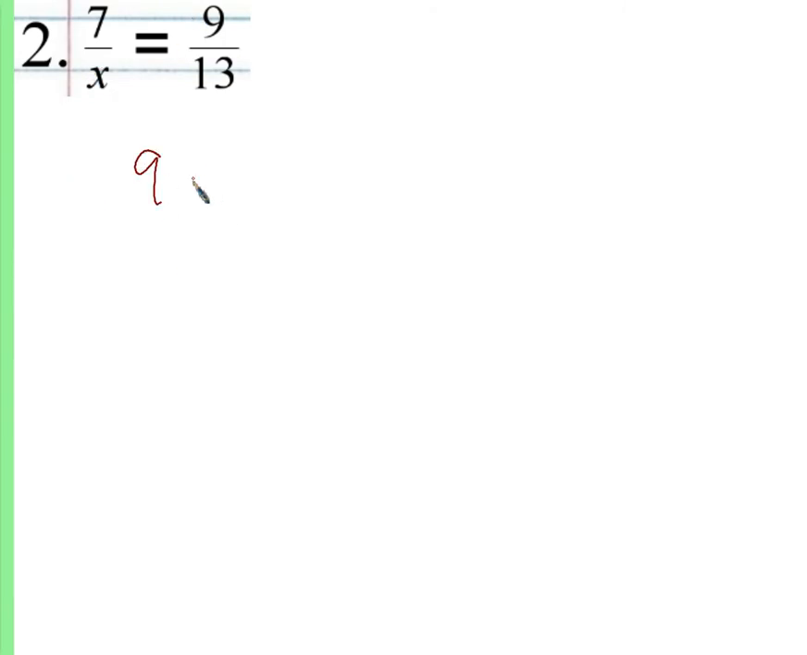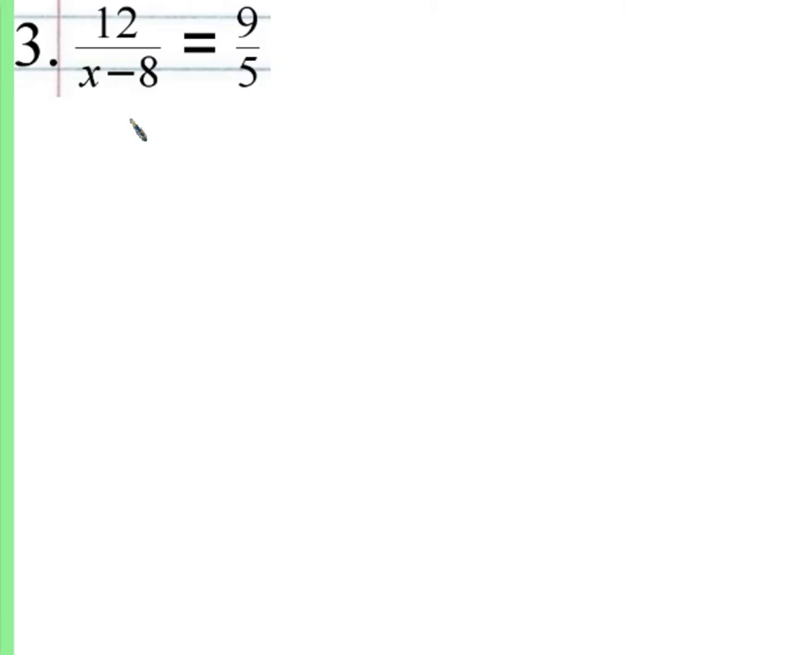So x times 9, 7 times 13, that's 91. Do we divide by 9? Then I should have written 9 there. x equals 91 over 9. The decimal would be 10.183.